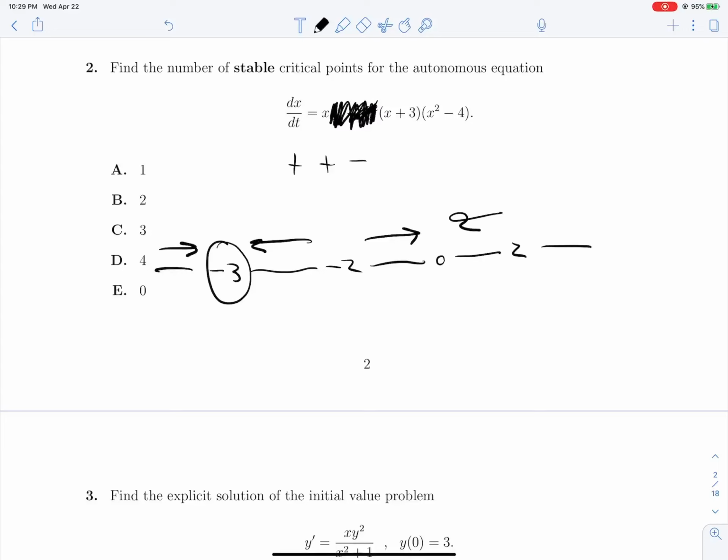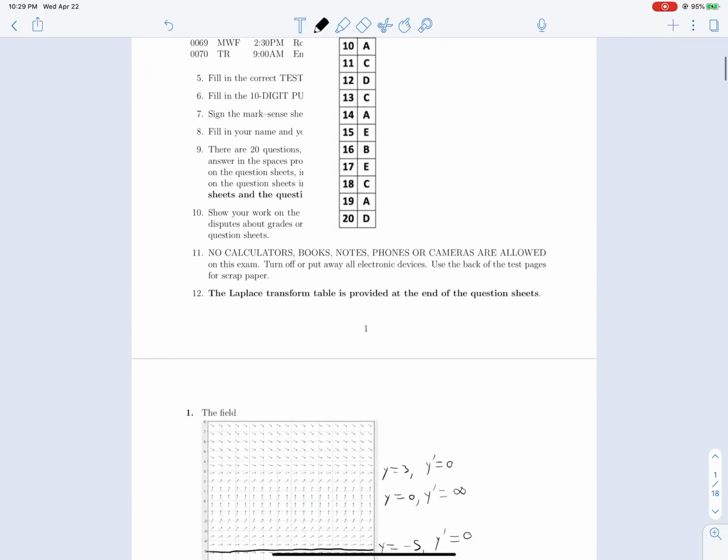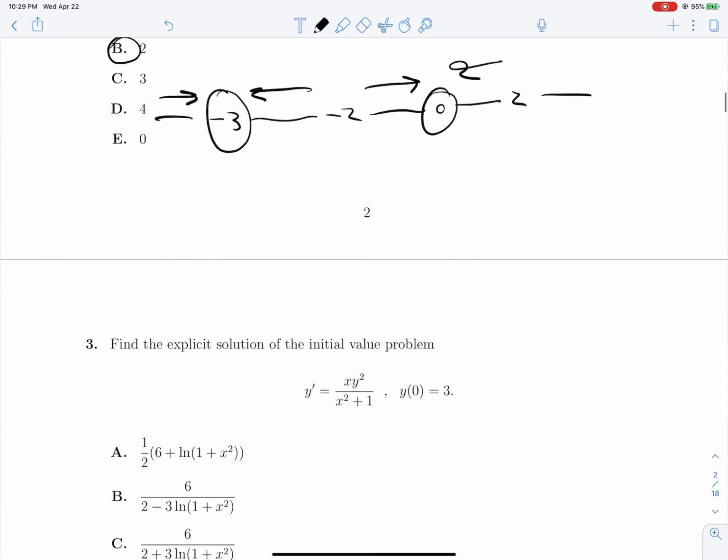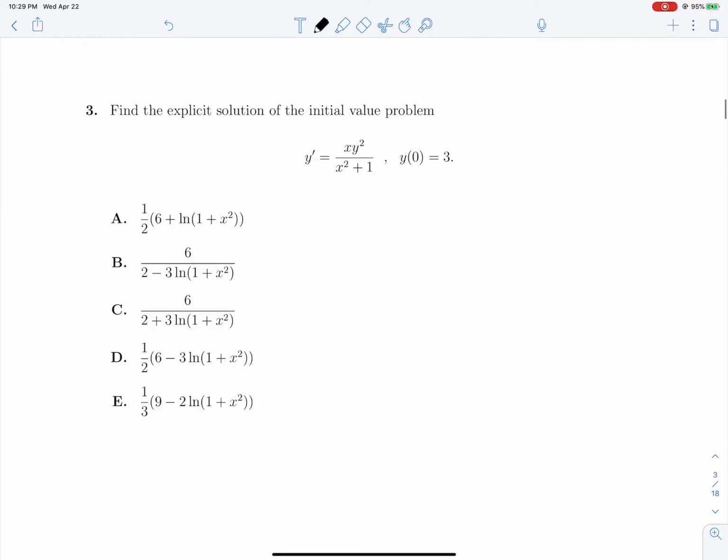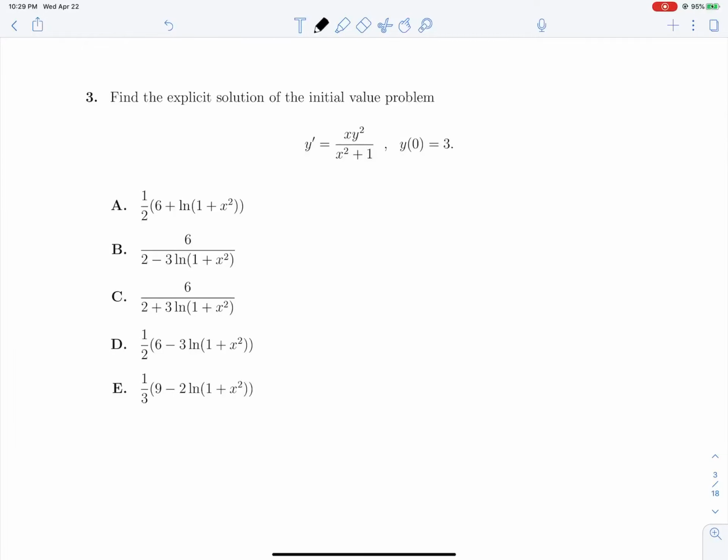There we go. And we are actually completely done, because it doesn't matter what behavior we have around 2. If it flows towards it, it's semi-stable. If it flows away from it, it's unstable. So we always will only have these two stable critical points. Let's find the explicit solution for this initial value problem.